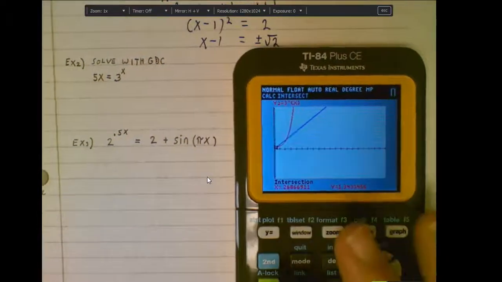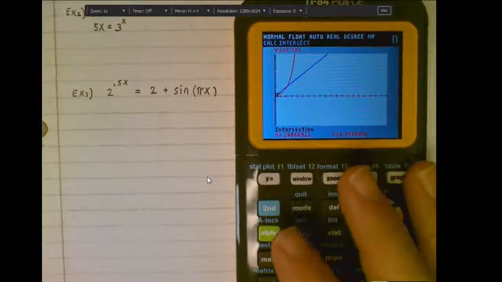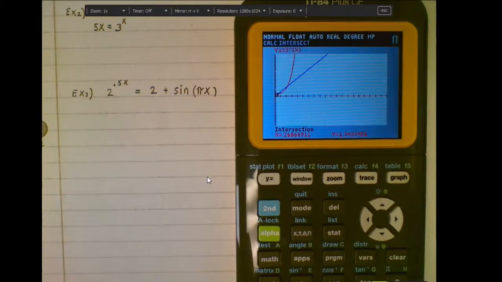Oftentimes, equations like this will come with a domain. There may be a whole lot of solutions, and so sometimes they'll come with a domain to restrict where you're going to look for your solutions, and so that's something we'll look for as well.